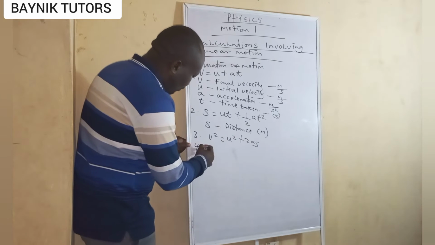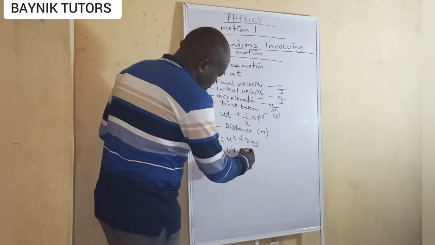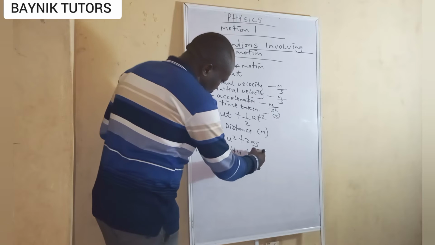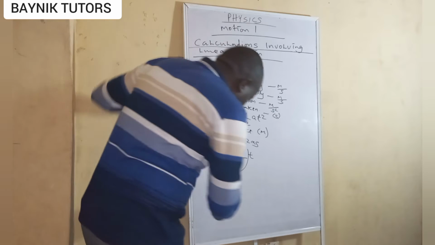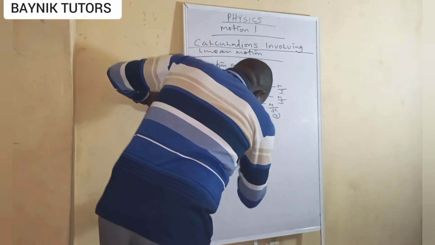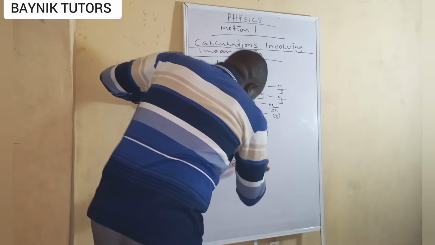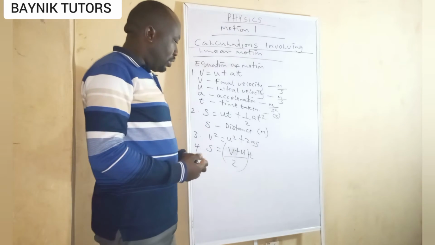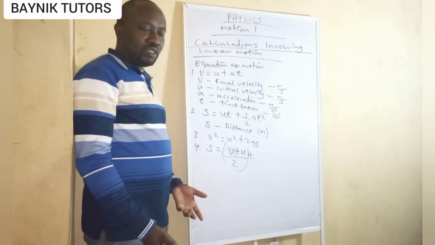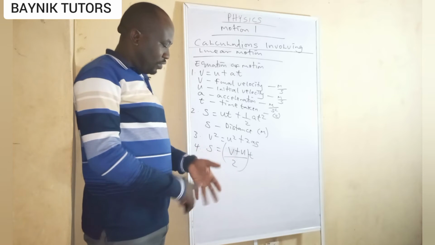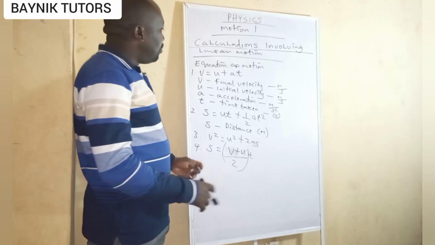Then we have the fourth one: s is equal to (v plus u) over 2 times t. Here, you are given a particular distance to find, and acceleration is not involved. The quantities given to you are final velocity, initial velocity, and time. Then you make use of this. So those are the four major equations of motion.